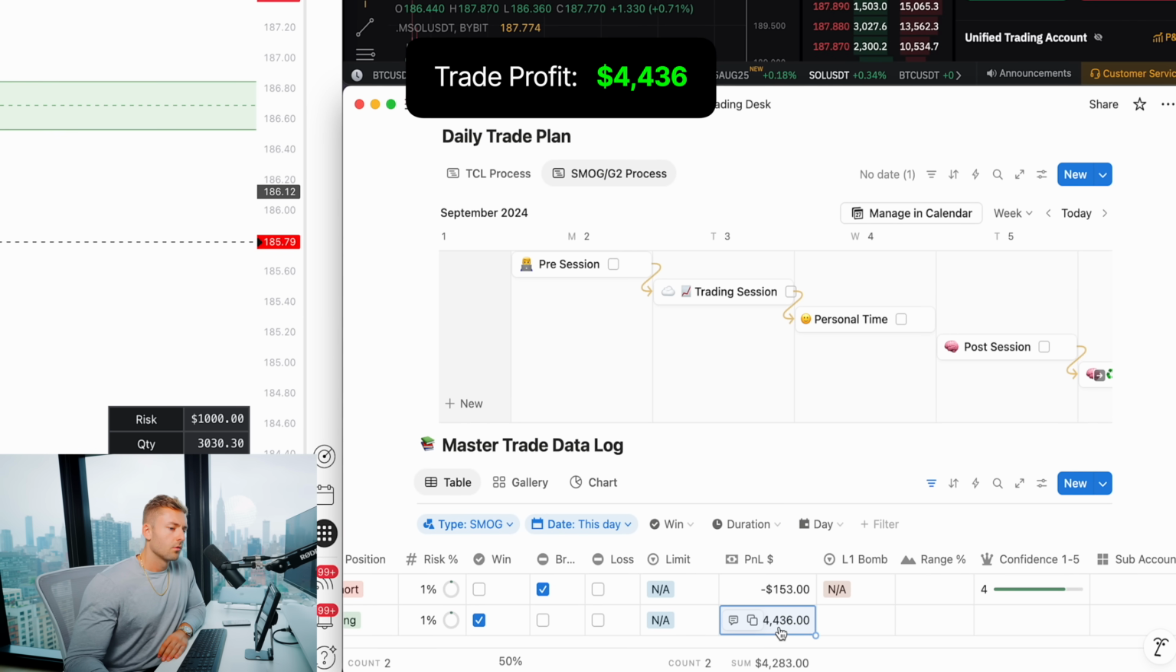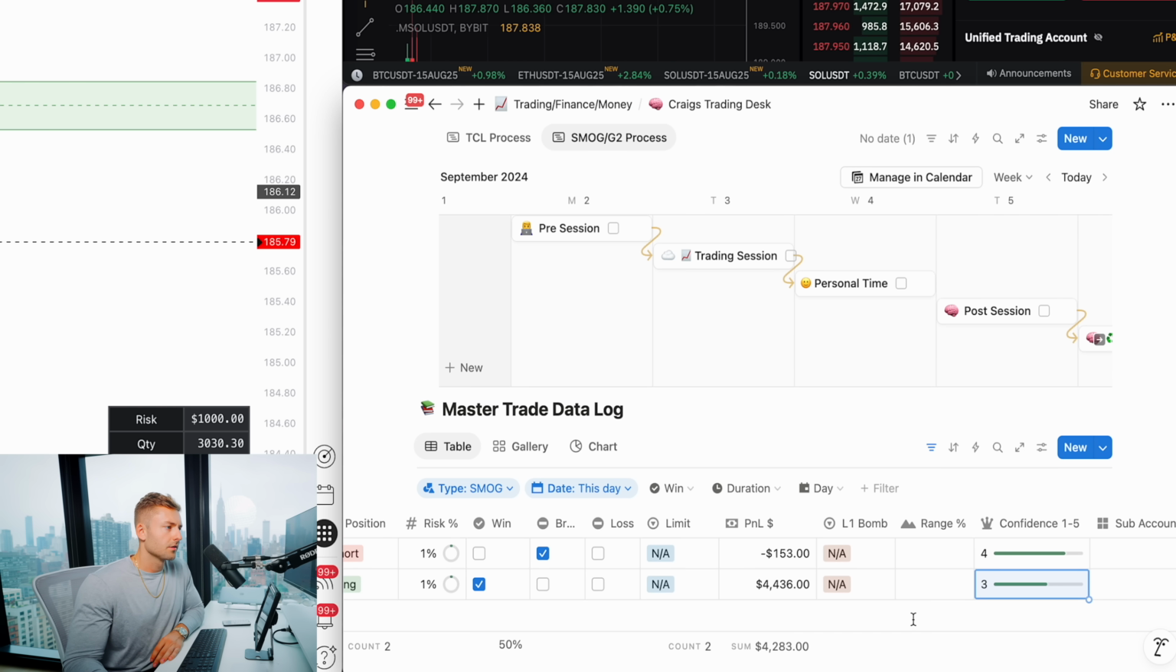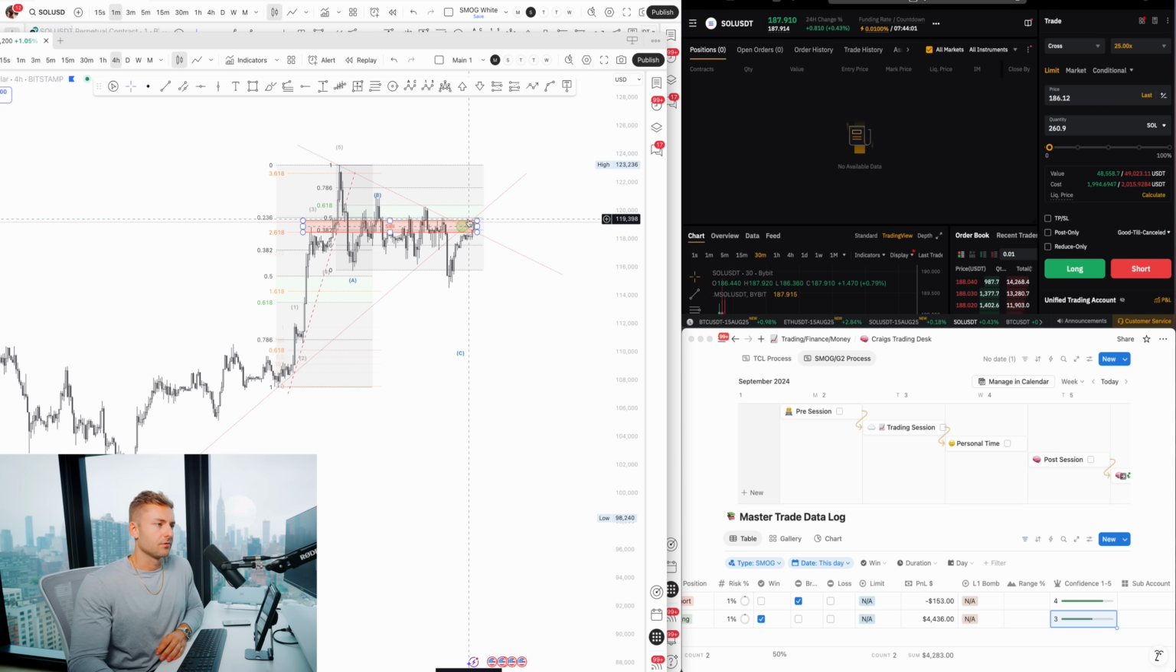All right, we ended up making $4,436 after fees, which puts us up $4,200 on the day. So about 4 risk factors. Basically what I'm going to do now is eat some lunch, but also I want Bitcoin to be able to touch this exact resistance zone here.